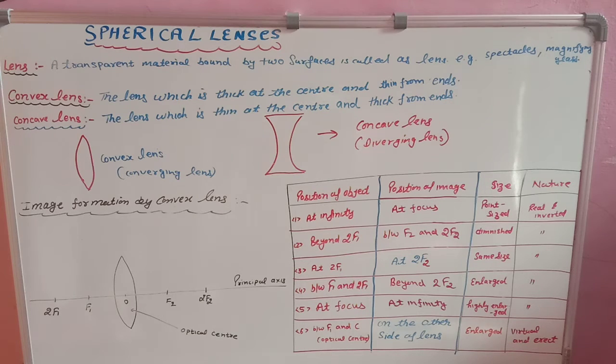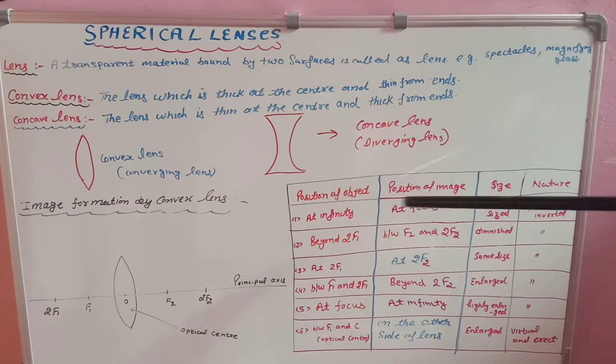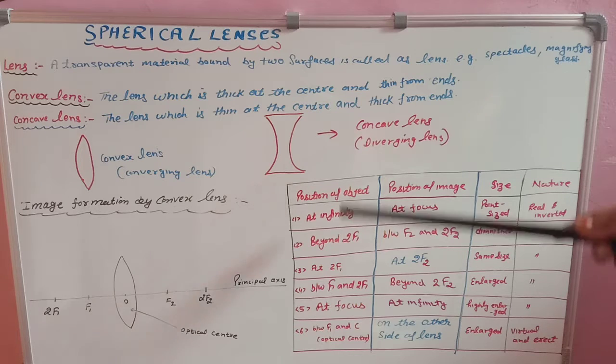Now we will draw some ray diagrams based upon the convex lens. Students, a convex lens is a converging lens, so first we will draw ray diagrams for it. As I told you in the case of mirrors, we will draw ray diagrams. But before that, one table should be clear to you all. In this table I have taken 4 columns: position of object, position of image, size and nature. Everything is very simple, you can go through all these points. As in the concave mirror there were 6 ray diagrams, here also the ray diagrams are 6.